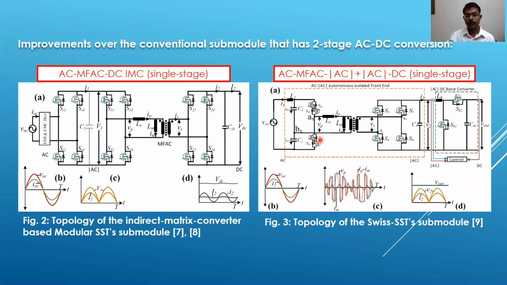Then we see the switch solid state transformers submodule, where they have a front end AC to rectified AC isolated front end conversion stage, which has a medium frequency isolation, followed by the rectified AC to DC boost converter stage. Here the boost converter has all the control, and it is controlled in such a manner that the I2, the current here, is proportional to the rectified AC voltage.